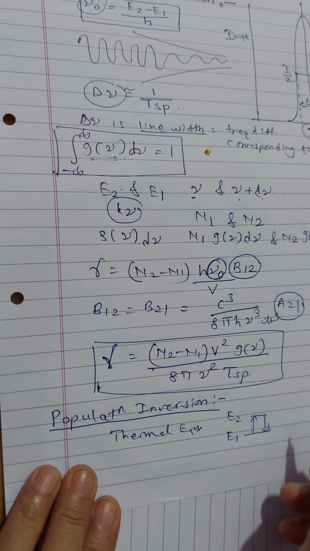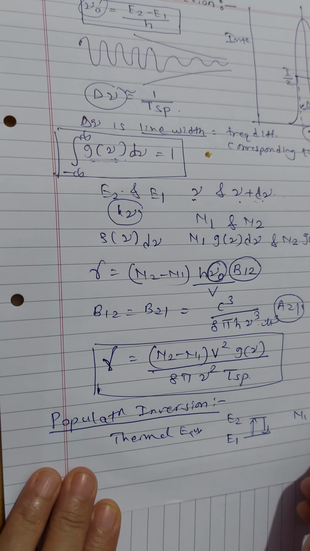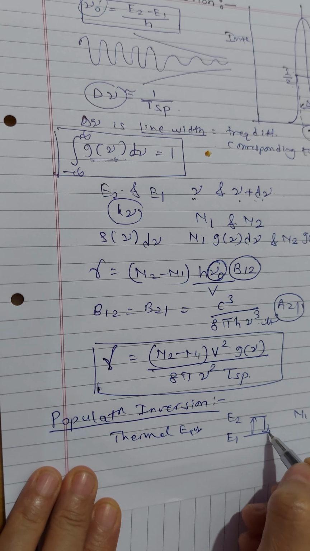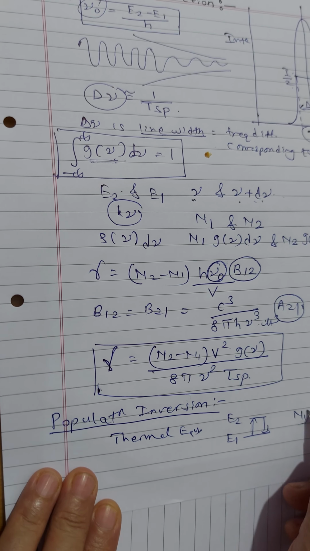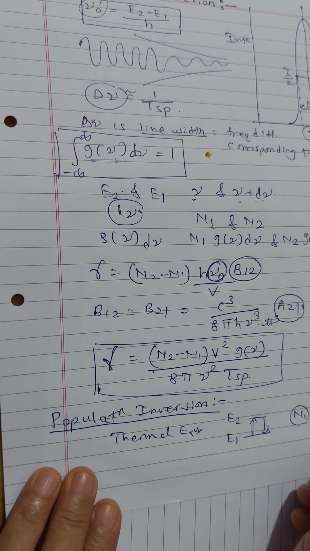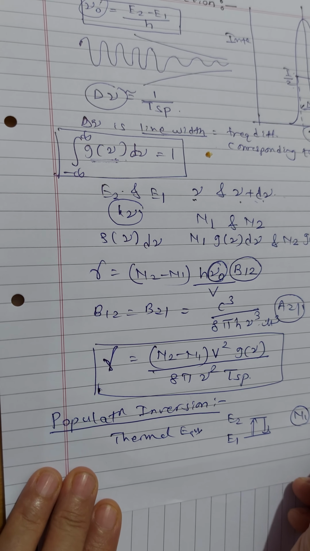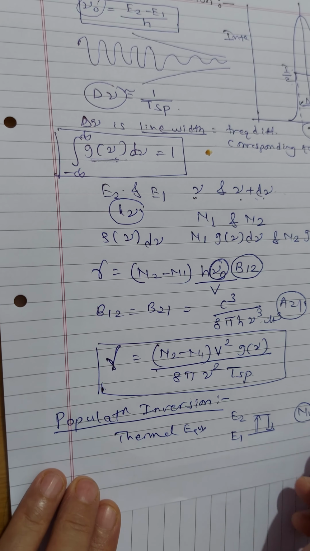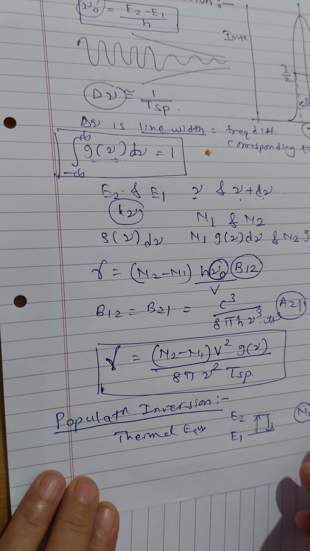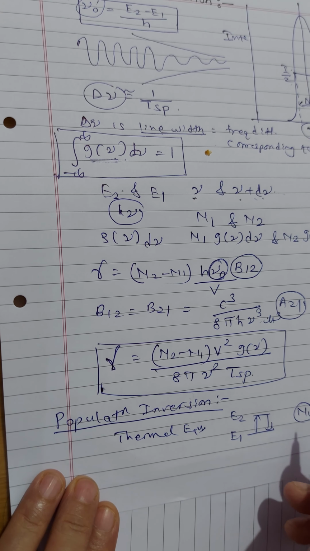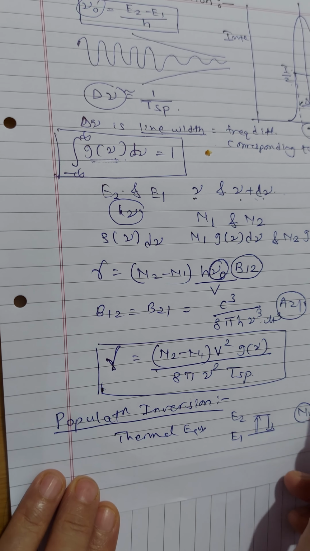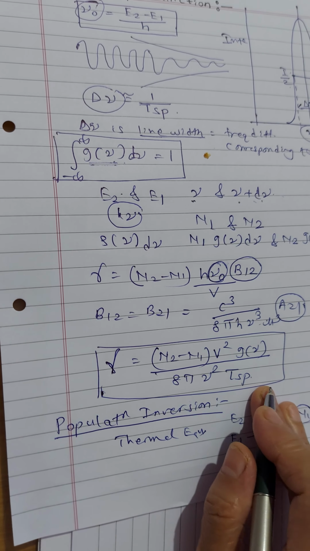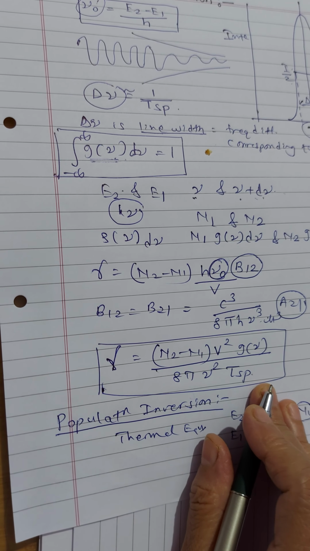But as N1 is greater than N2, all the atoms would love to sit in the ground state. That's why N1 is always greater than N2. So absorption dominates. But what we want is laser operation. For laser operation, what should happen? Laser operation requires stimulated emission exclusively. If that is not there, you will not get laser operation.